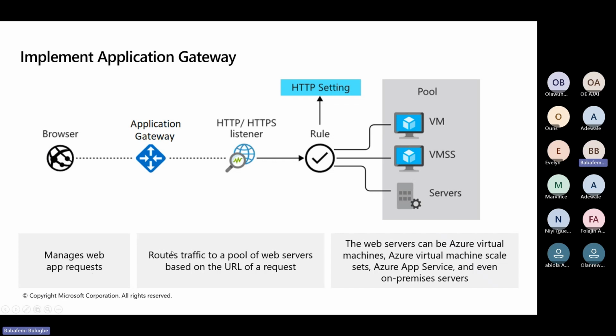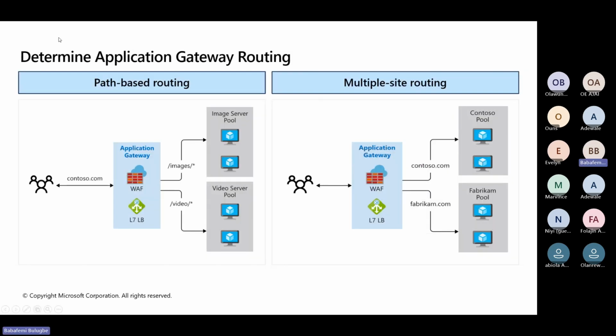So what this does is it routes traffic to the pool of web servers based on the URL that is being requested. You have set that inside your rule. So you can see we can make use of Azure virtual machine scale set, Azure App Service, or even your on-premises server. And that's why you have the IP. You can pick up the IP of your on-premises server and still use that as one of the backend workloads. So we just explained this.